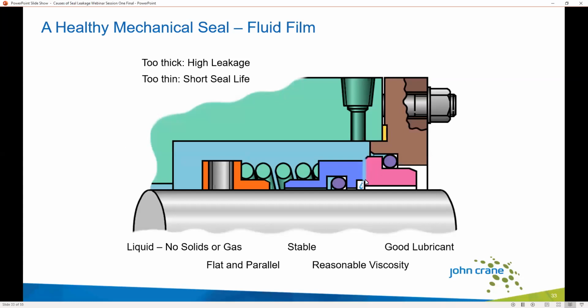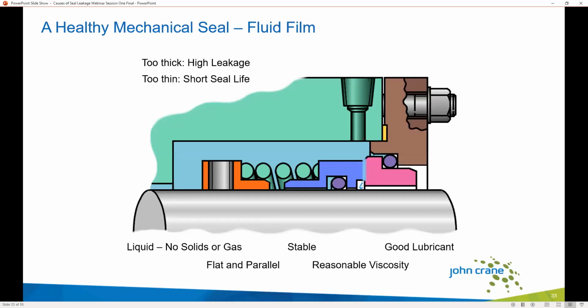We also want that film to be really flat and really parallel. That's why we go to such great lengths to machine the faces to be perfectly flat, and we want to keep them flat, which means that we want the machine itself to be really well aligned and not have too much vibration. We need that fluid film to be stable. Mechanical seals really don't like very transient conditions, vibration, that kind of thing. They work a lot better with a nice stable fluid film.